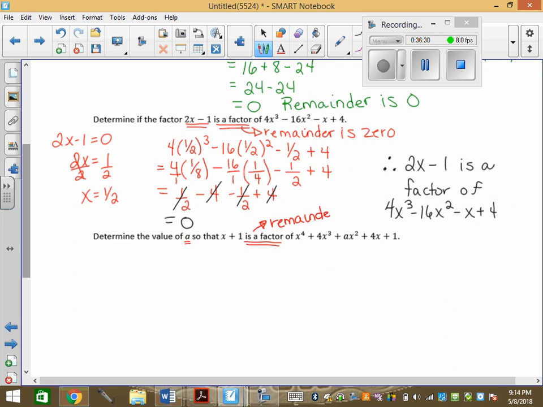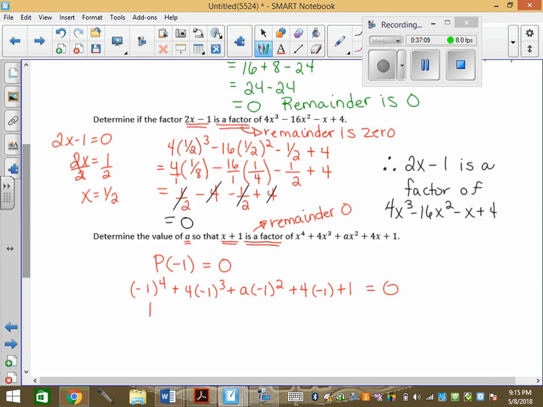Most of you will sit and be like, I can't do this question. I don't know what the remainder is. We know the remainder is 0 because it says is a factor of x to the 4 plus 4x cubed plus ax squared plus 4x plus 1. So if we have x plus 1, we're finding p of negative 1, and we're setting it equal to 0 because we know it's a factor, so the remainder is 0. Okay, so we can do remainder theorem. So we're going to get negative 1 to the 4 plus 4 times negative 1 cubed plus a times negative 1 squared plus 4 times negative 1 plus 1, and we set it equal to 0.